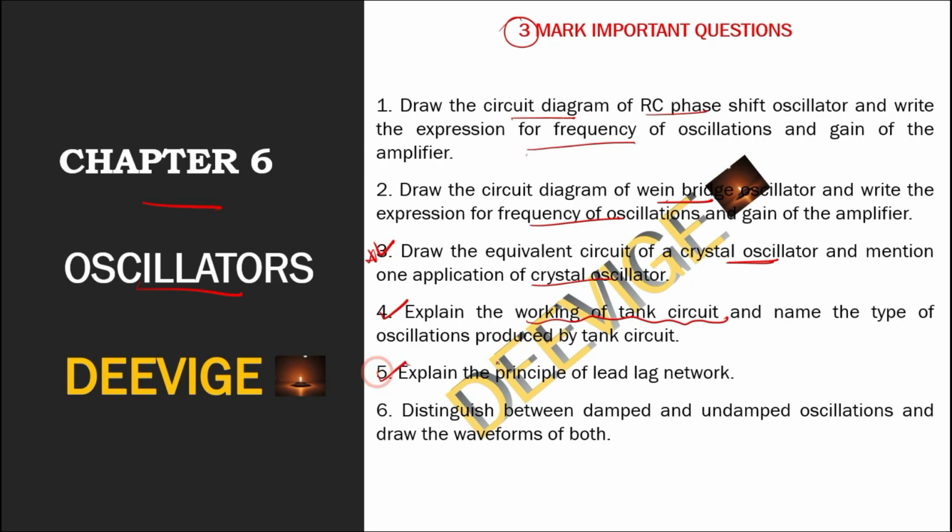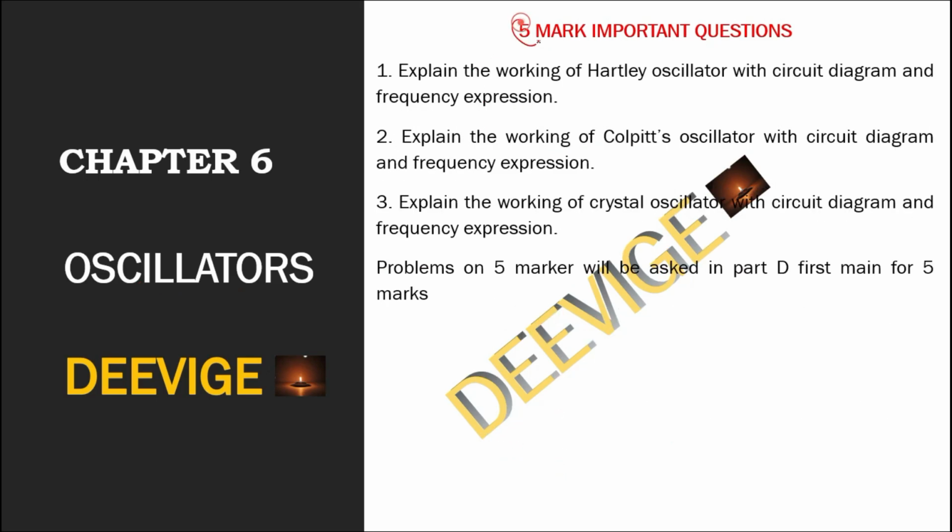Then explain the principle of lead lag network. This is important. This is actually coming in Wien bridge oscillator. So distinguish between damped and undamped oscillations and draw the waveform. Only distinguish can be asked for 2 mark, and draw the waveform additionally can be asked for a 3 mark question. Then 5 markers. Again here I have given 2 as important questions.